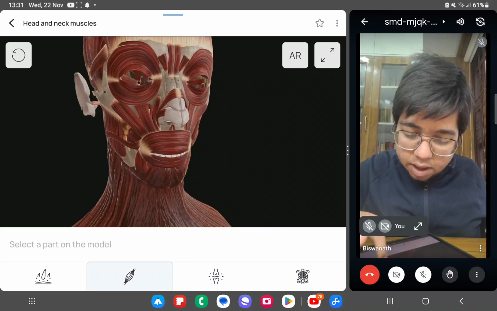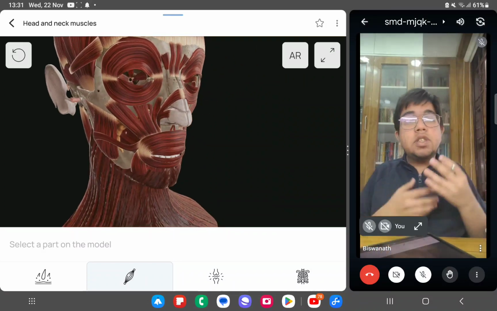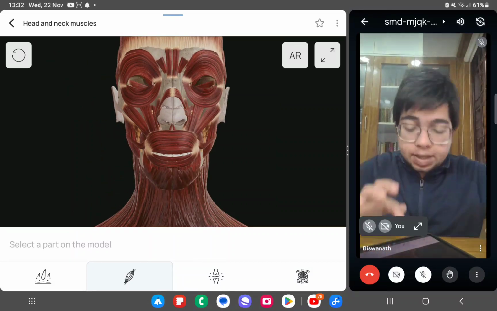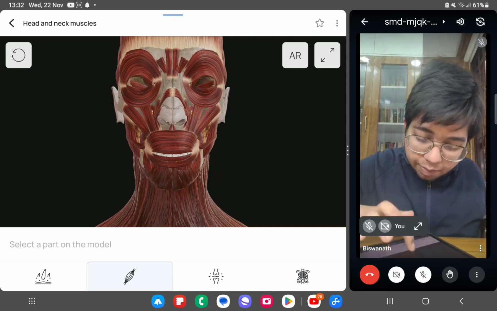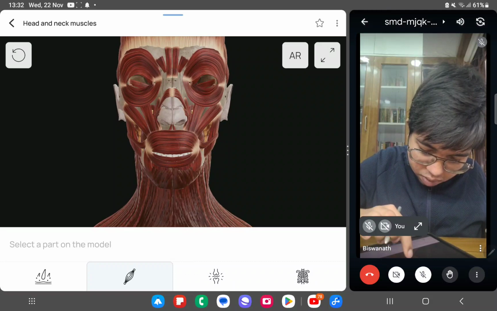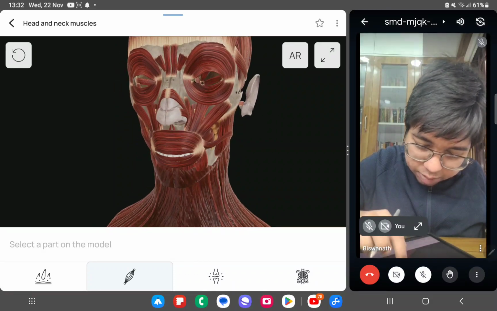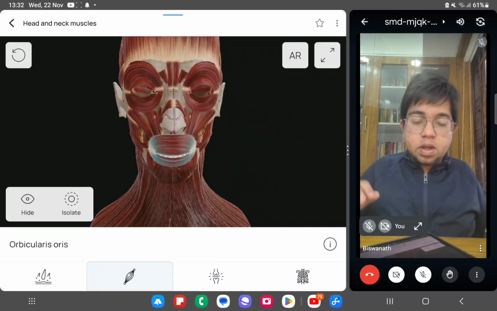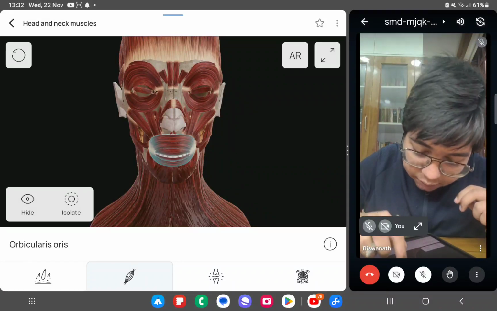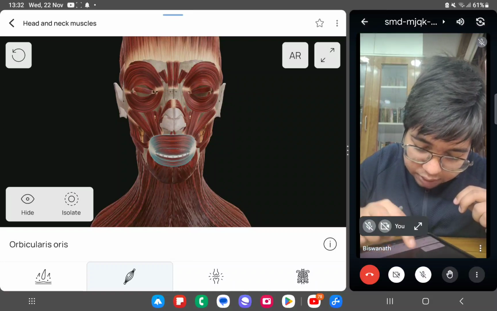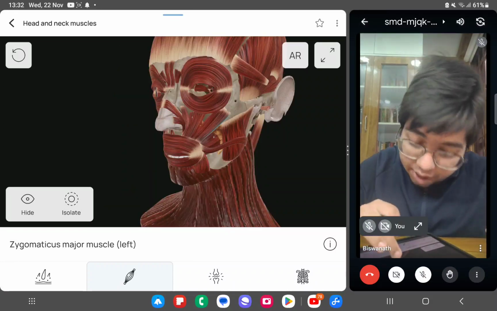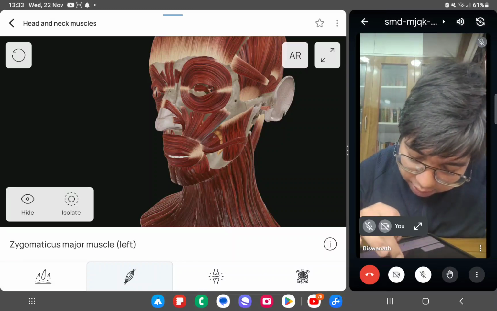And let's discuss which muscles are what. Can you identify this muscle present around the mouth like this? Yes, your orbicularis oris. This one is your orbicularis oris, and this one is called the zygomaticus major. Can you identify this zygomaticus major? This one is the zygomaticus major.